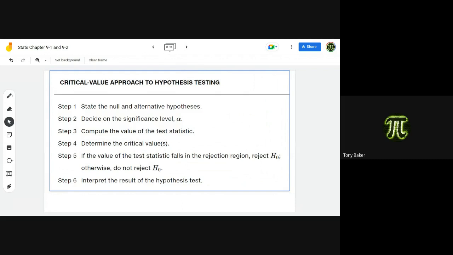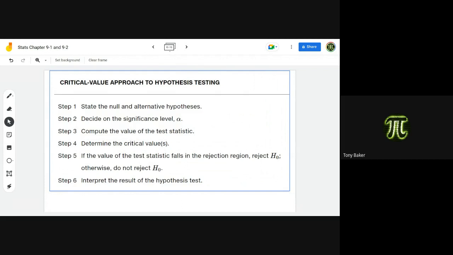So we state the null hypothesis and the alternate hypothesis. We decide on our significance level. When we did it, we chose 10% as my significance level. We computed the value of the test statistic, which was the z-score. We determined the critical values. We looked at the z-score there. And then we found if it fell within it or not.